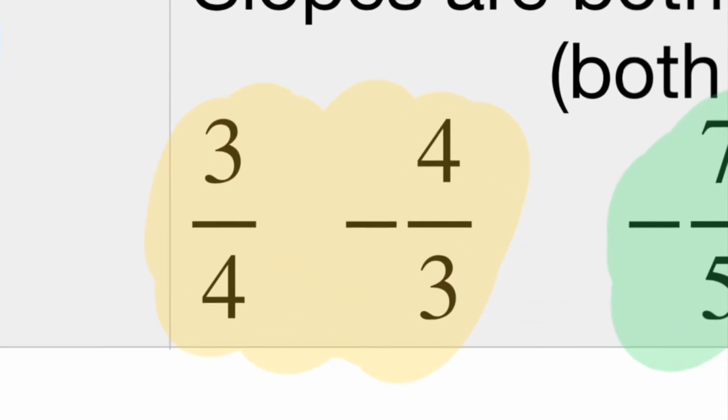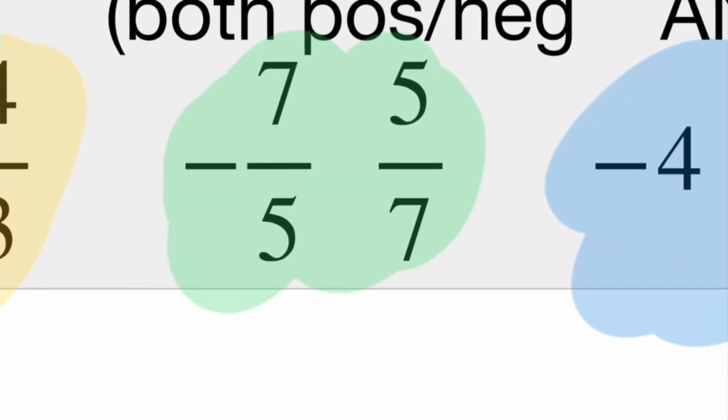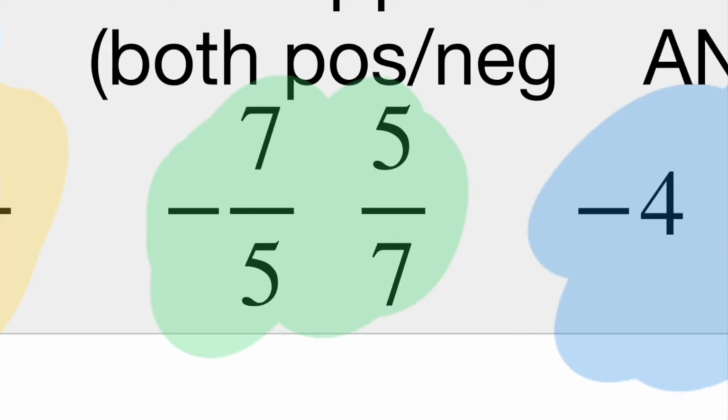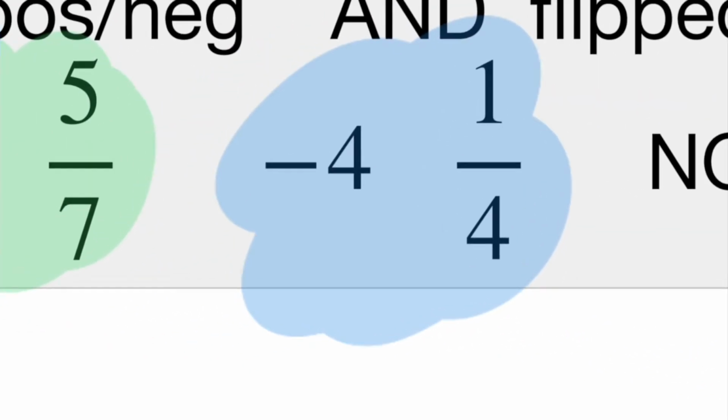So check this out. 3 over 4, the reciprocal is 4 over 3. You've got 1 positive and 1 negative. Fine. These are perpendicular slopes because you've got a negative and a positive, and then they are reciprocals of each other. They're flipped. Again, here, these 2 slopes are going to be perpendicular because you can take negative 4 and you can always put it over 1, and then all of a sudden you see that they are reciprocals. Great, and you've got a negative and a positive.